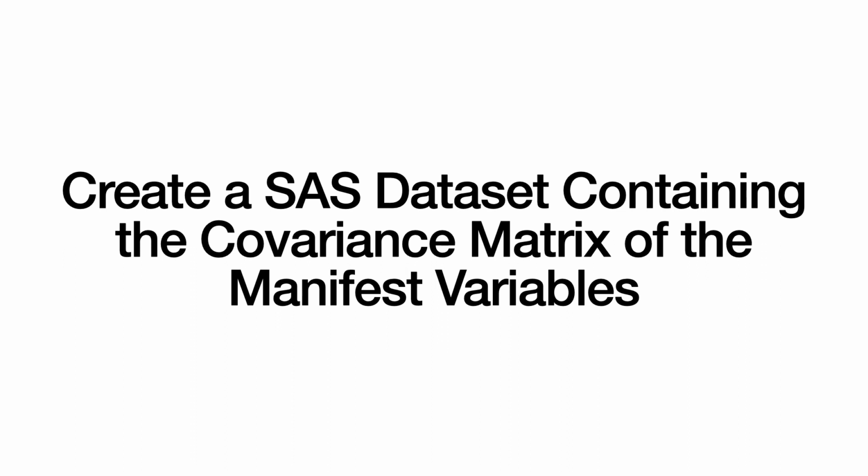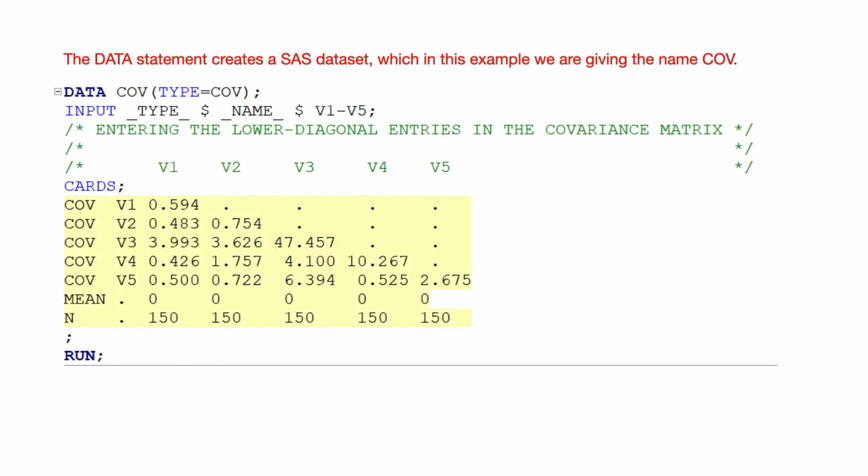The first step is to create a SAS dataset containing the covariance matrix of the manifest variables. And so here we have the data statement. The data statement creates a SAS dataset, which in this example, we're giving the name COV. Now, when the dataset represents a covariance matrix, we've got to be sure that we specify type equal COV in parentheses after the name of the dataset.